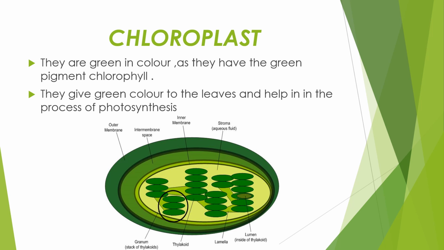So chloroplasts contain chlorophyll which is responsible for trapping light energy which is essential for photosynthesis. See this diagram also. There is a double membrane, outer membrane, inner membrane. One space is there, that is the intermembrane space. Then there are sac-like structures which are called granum. A stack of thylakoids is present, and these grana are interconnected with each other by what is called lamellae.